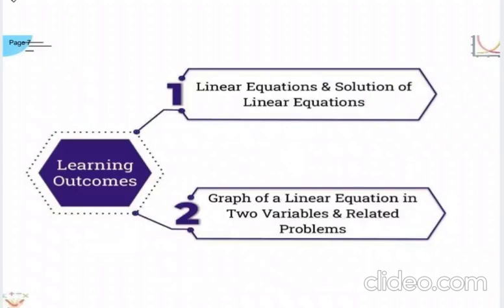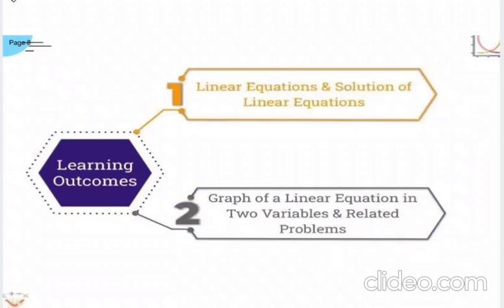So this chapter is based on two major parts: linear equations and solutions of them. How do we solve linear equations? Then graph of linear equations in two variables, because two variables we cannot plot on a number line. We have to do it on a graph paper, a Cartesian plane, and we are going to do some related problems with linear equations. Okay, let's start with the first topic of linear equations and solutions.